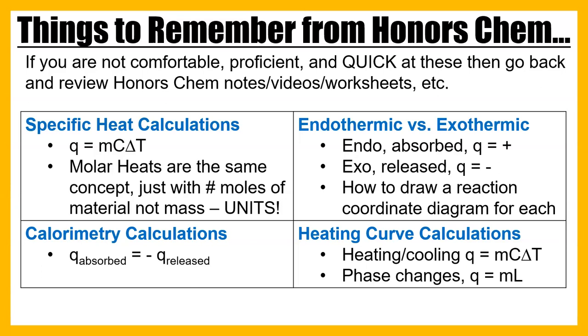We learned how to do calorimetry calculations, where the energy absorbed by one substance is equal to the energy released by the other substance. Very helpful tool to be able to solve for things you wouldn't normally be able to measure directly. We did heating curve calculations for things like phase changes when we're melting or boiling or freezing, condensing. We learned that you have to alternate between MCAT and ML. If those don't feel familiar to you, you pause this video and you go back to the Honors tab and you do a little bit of review. Okay.